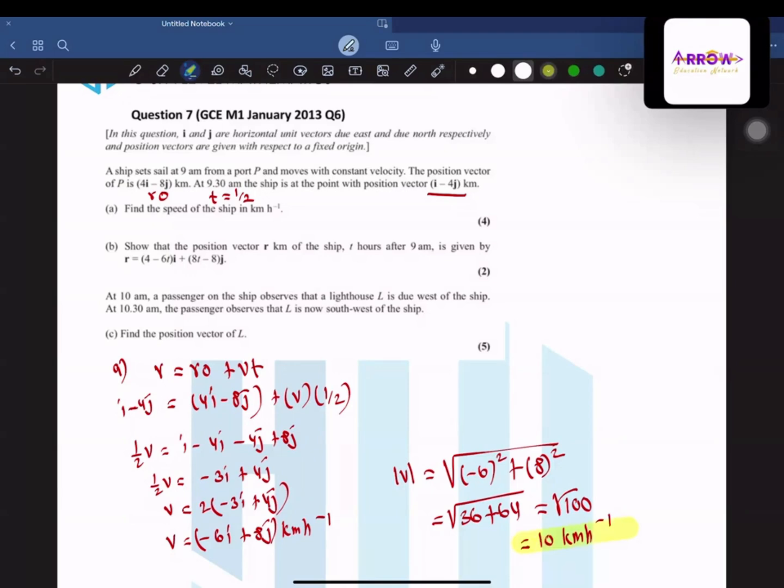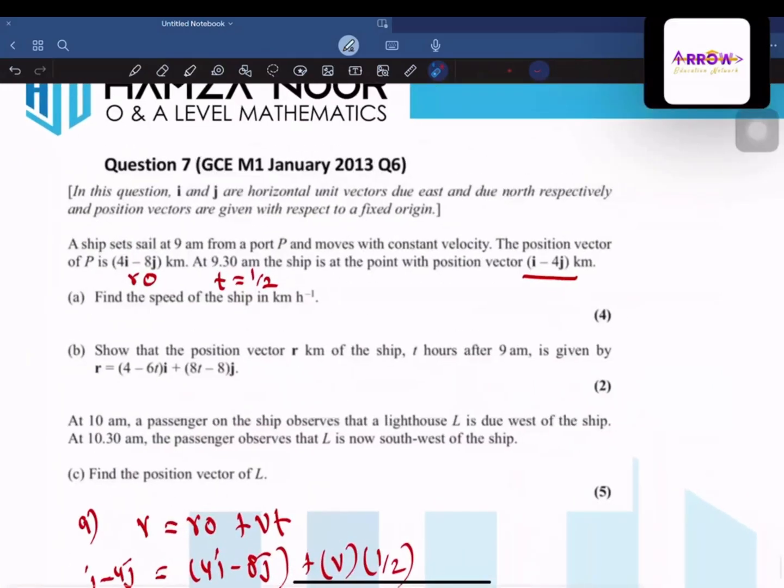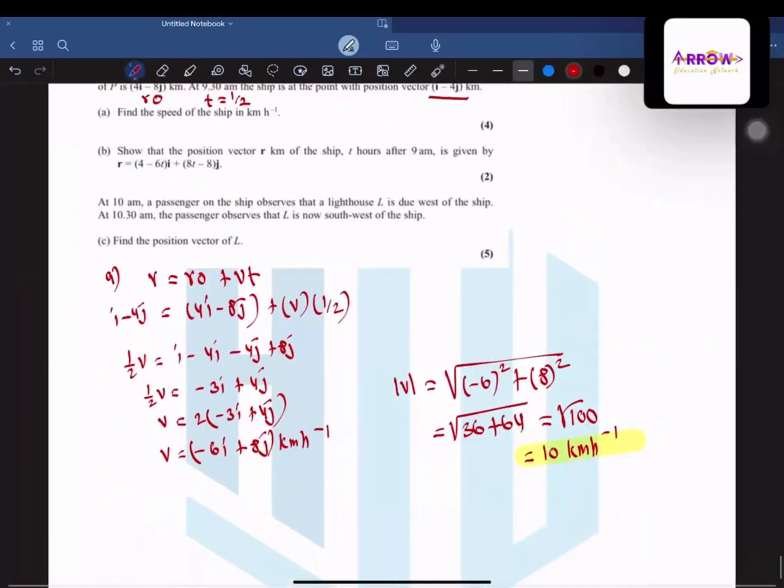As simple as that. Now in part B: show that the position vector r kilometers of the ship t hours after 9 a.m. is given by this. r is equal to the i component 4 minus 6t, and the j component 8t minus 8. We need to show the vector in this specific form. As we have found the constant velocity vector, for part B, r is equal to r naught plus vt.